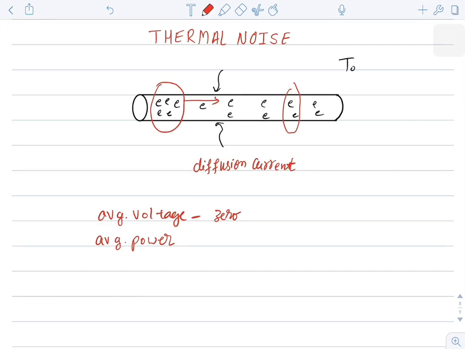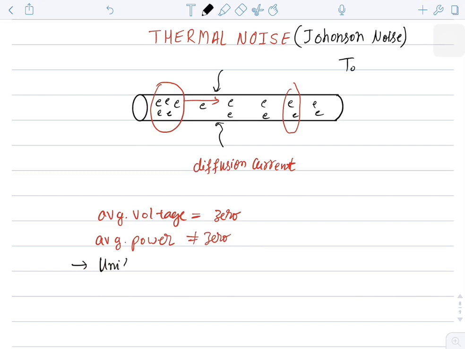But the average power is not equal to 0 in this case, which means there exists a power here, and that power is due to the temperature, and that's why it is called thermal noise. And this phenomenon was observed by a scientist whose name is Johnson. That's why thermal noise is also called Johnson noise.